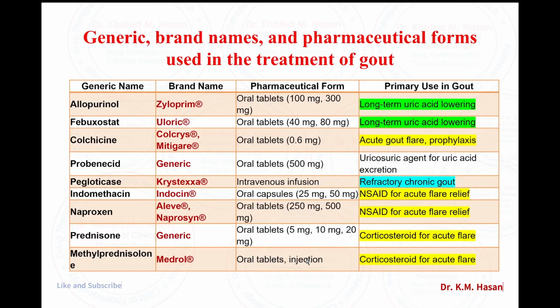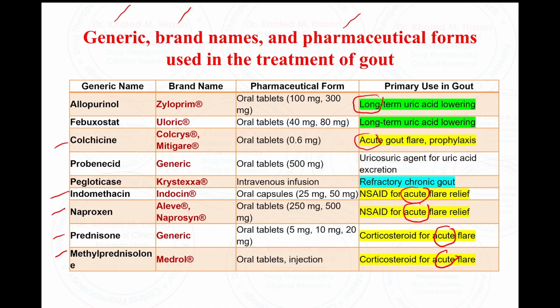Okay, this table summarizes the drug generic names, the brand names, and the pharmaceutical forms used in the treatment of gout, and whether it is for chronic, long-term treatment or for acute gouty attack. So we can ask questions now. Which of the following medications is used for acute gouty attack? Maybe someone may say methylprednisolone, prednisolone, naproxen, indomethacin, colchicine for acute gouty attack.